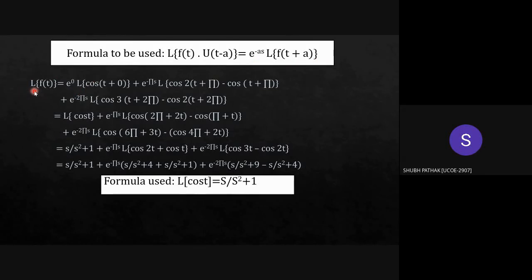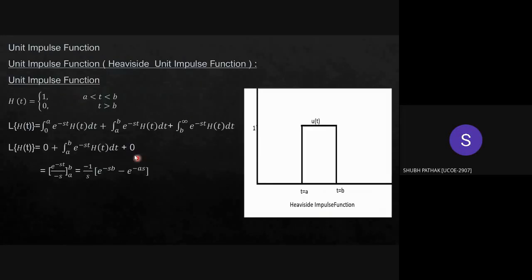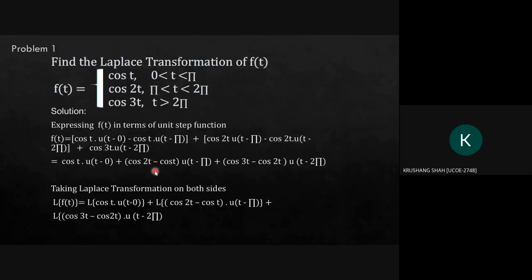So we can see here t minus 0, so we have to take 0 as a. Here we can see t minus pi, so we have to take a equal to pi in the second part, and in the third part we can see t minus 2 pi, so we have to take a equal to 2 pi.